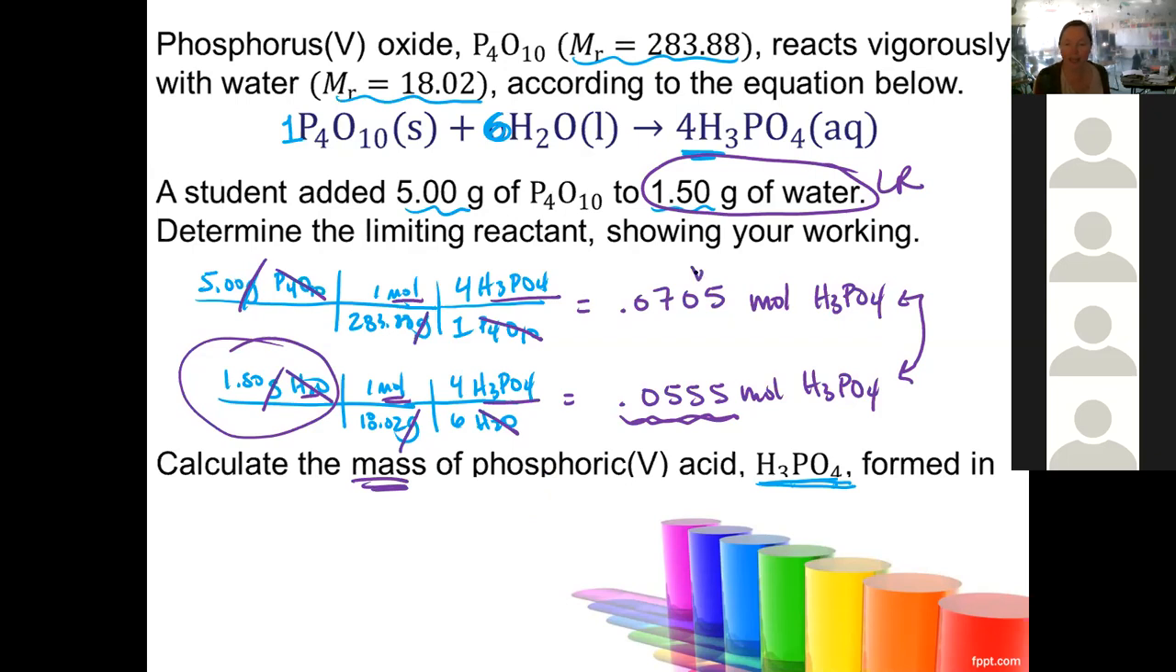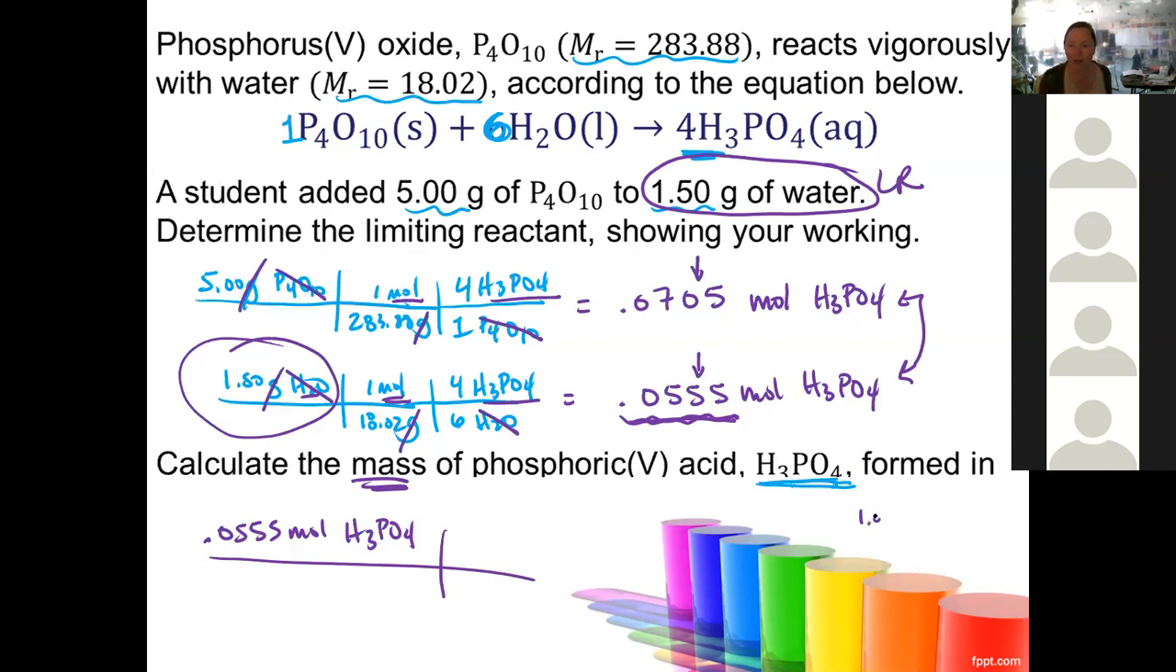This next question asks me, how much phosphoric acid could we make? Should I pick the excess or the limiting? Limiting. For sure, always the limiting. So I'm going to take this guy, 0.0555 moles of phosphoric acid, turn it into grams. They didn't give us the mass for that, so we're going to have to actually figure it out ourselves.